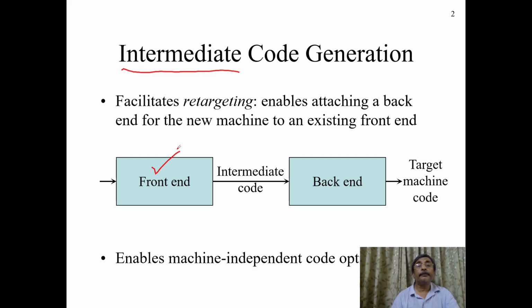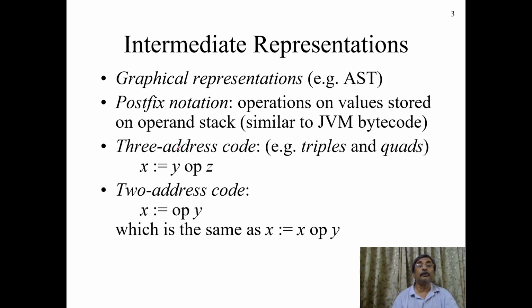Let us go to the details of this intermediate code. What could be these intermediate code representations? There are many types of intermediate code representations. It could be graphical representations like abstract syntax tree. It could be a postfix notation, but we will dwell on three address code, particularly the quads.